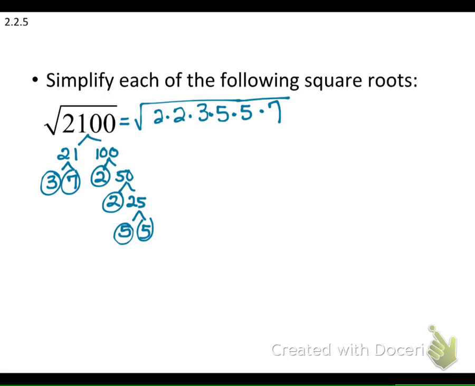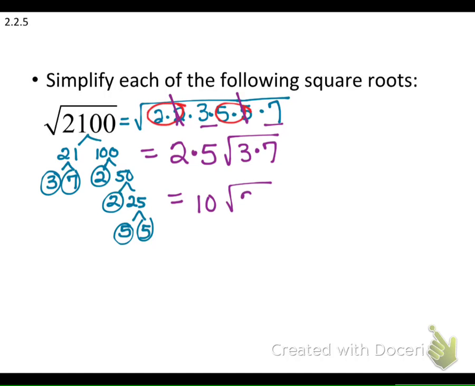And then from there, I'm going to move to step 2, circle my factor pairs. Step 3, cancel my factor pairs with the square root sign and move it to a single factor or single number in the coefficient. And then what's left inside the radicand, I rewrite. And then step 4, I simplify, which means I multiply together my coefficients, I multiply my radicands, and I get my final answer, 10 square root 21.